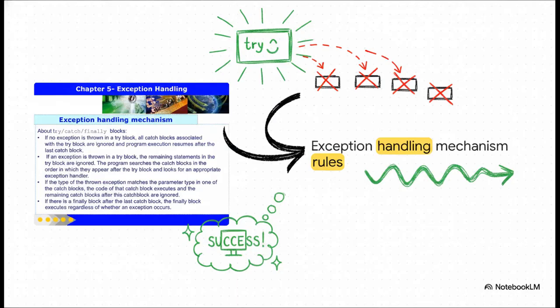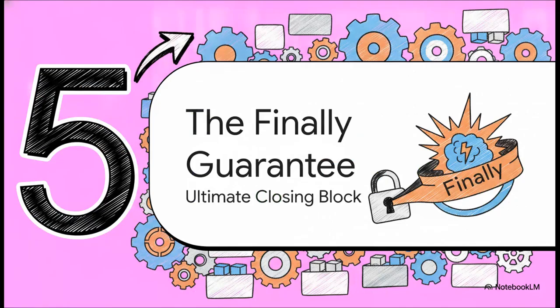Now, the formal rules of this mechanism highlight one other really vital scenario. What if the code in the try block is totally successful and no exception is thrown at all? Well, in that happy case, every single catch block is simply bypassed. They're ignored, and program execution just naturally resumes right after the last catch block. Easy peasy.